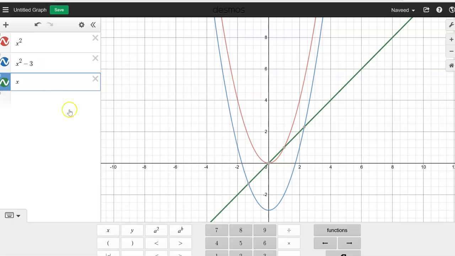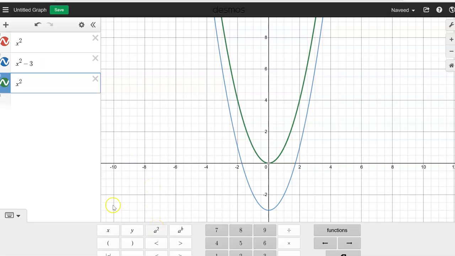So x squared this time, let's do plus 4. Sorry, plus 4. The green graph, does it cross the x-axis? No, it does not. It does have only a y-intercept, and that's basically it.